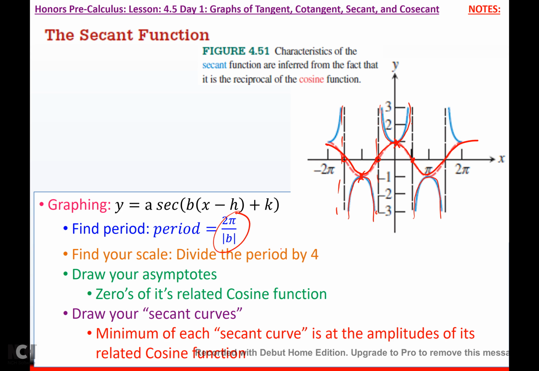You find your scale the same way we did to sine and cosine, divided by 4. Draw your asymptotes. Again, your asymptotes are going to be at the zeros of your cosine function. And then draw your secant curves. The minimum of each secant curve, see, the minimum is at the amplitude of its related cosine. Or we should say maximum, I guess, because they're down here too.